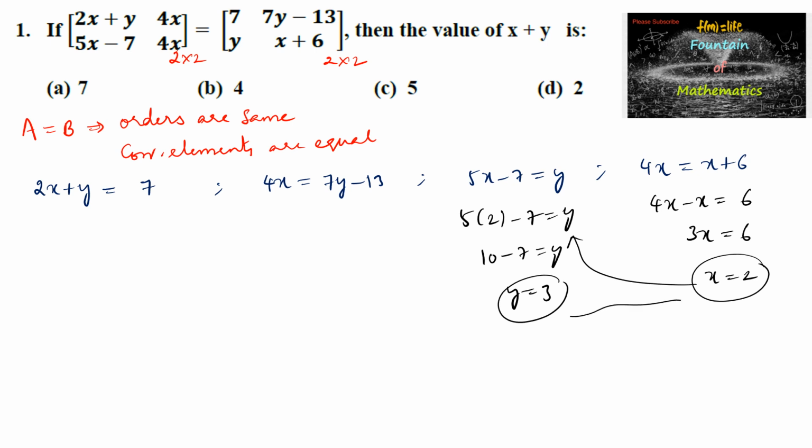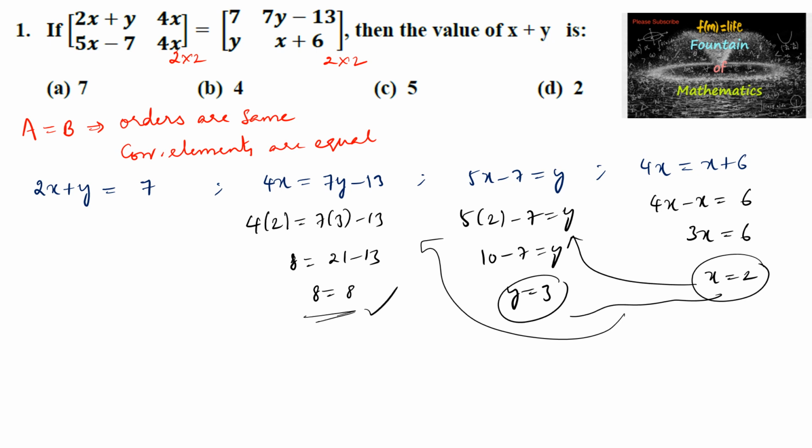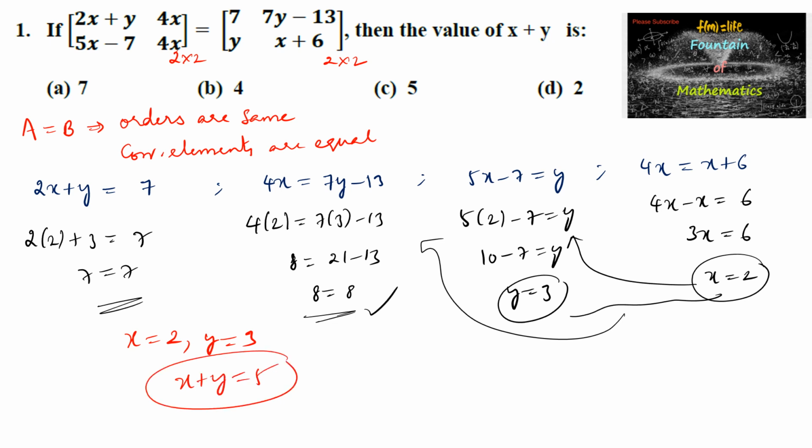Let us verify that these two values satisfy the equations. Let us substitute in this: 4 into 2 is equal to 7 into 3 minus 13. So 8 is equal to 21 minus 13, 8 is equal to 8, satisfying here. And we can also check here: 2 into 2 plus 3, that is 4 plus 3, 7 is equal to 7, satisfying. So we can conclude that x is equal to 2, y is equal to 3. So x plus y is equal to 5. So we can go with option C.